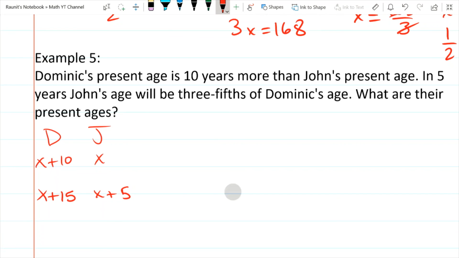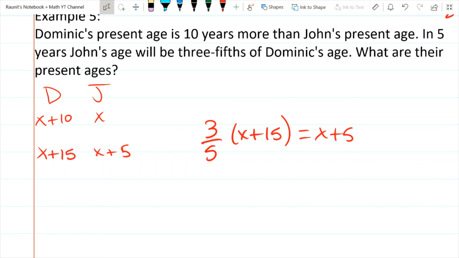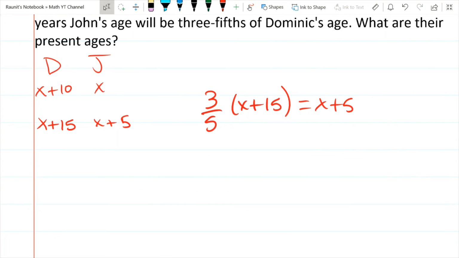John's age will be 3/5 of Dominic's age. So 3/5 of x plus 15 should equal x plus 5. Now, there are two things you can do. You can make it a lot simpler and multiply both sides by 5 and bring it over there. Or you can make it a lot harder for yourself and do the distributive property, and then deal with all the fractions and stuff, which I really don't want to do right now. So I'm going to be the smart person and multiply both sides by 5 in order to get rid of this 5.